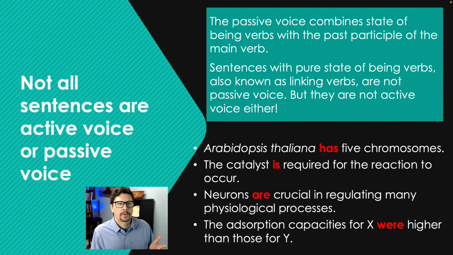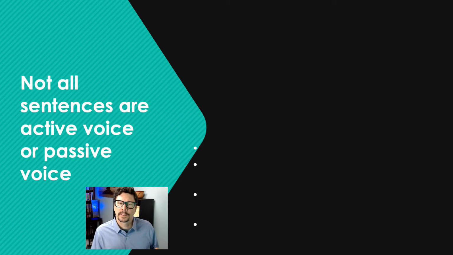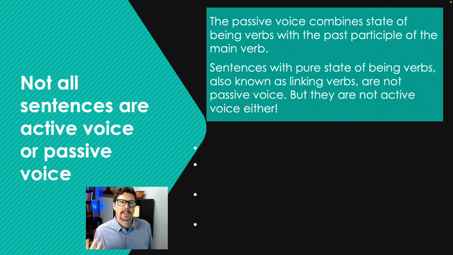Now you might go into your paragraphs and start looking at every sentence and classifying them into either active or passive. But not all sentences are going to have active voice or passive voice. Some sentences have neither voice. Some people assume that any sentence that is not in the active voice must be in the passive voice, but that's not true. The passive voice combines a state of being verb with the past participle of the main verb. Also keep in mind that sentences with pure state of being verbs, also known as linking verbs, are not passive voice, but they're not active voice either. Those are sentences that are neither active nor passive.